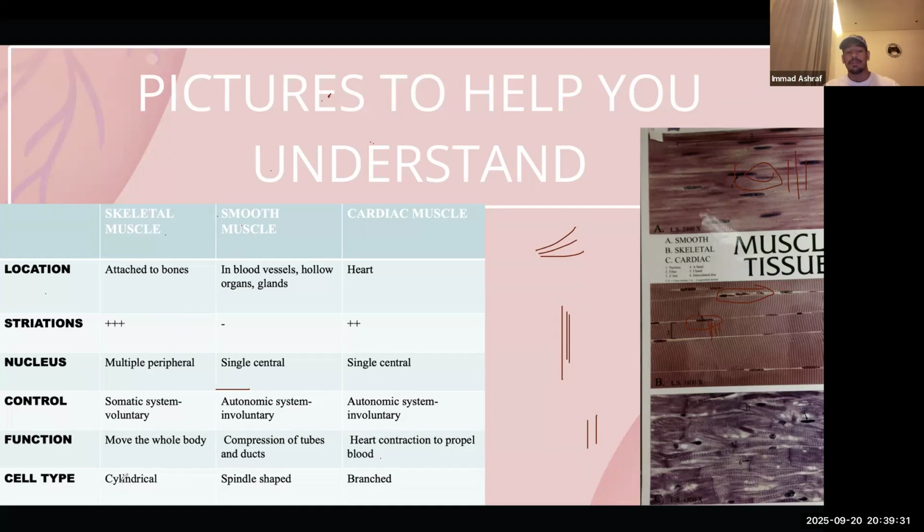The cell type for skeletal muscle is a cylindrical cell. So if you zoom in under the microscope a lot, one cell is going to look like this. Whereas a smooth muscle cell is going to be spindle shaped, which means it's going to look like this. Spindle shaped. And then cardiac muscles are branched. Cardiac muscles are actually connected to each other. So each cell is connected to each other. They're branched. They're the only type of muscle in which you can see this. So yeah, that's it for the muscle types.